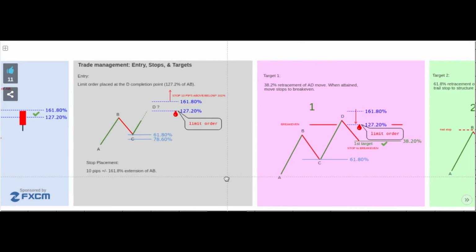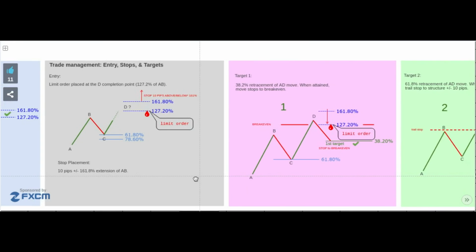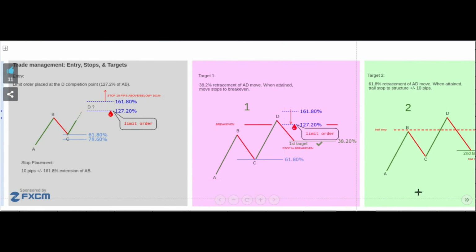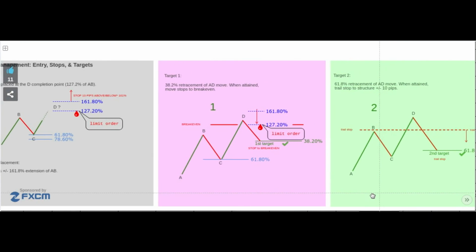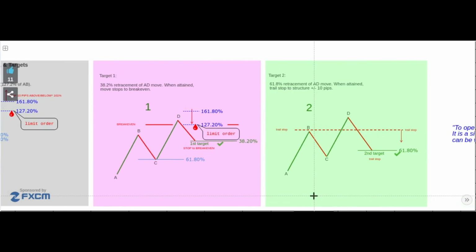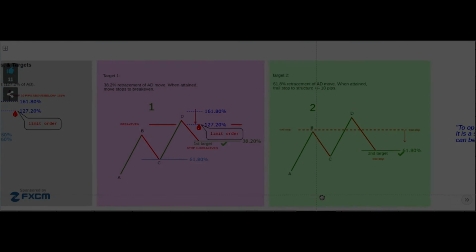Target 1. The 38.2% retracement of A to D move. When attained, move stops to break even. Target 2. The 61.8% retracement of A to D move. When attained, trail stop to structure, more or less 10 pips.